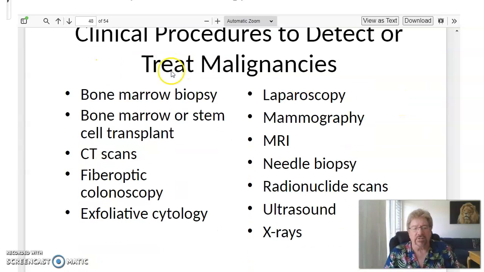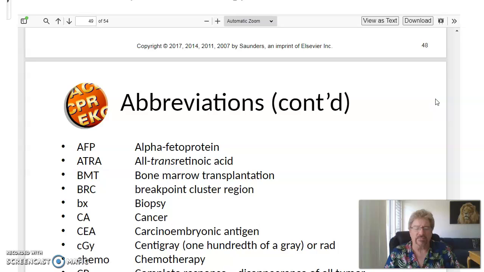Detect or treat malignancy: bone marrow biopsy, bone marrow stem cell transplant, CAT scans, colonoscopy in the GI tract, exfoliative cytology. I don't know what that is other than the broad term. Laparoscopics, where they go in the abdominal area with a scope. Mammography, we know what that is, x-ray of the breast. MRI, needle biopsy, radionucleotide scans, ultrasound, and x-rays. X-rays are great, guys, but they don't show a lot of what we need to see. They've been around 100 and something years. They're a good screening tool and good for a lot of things, but they don't show soft tissues.